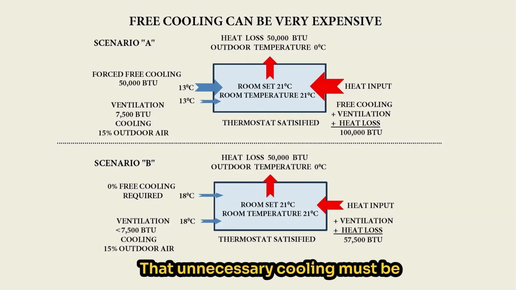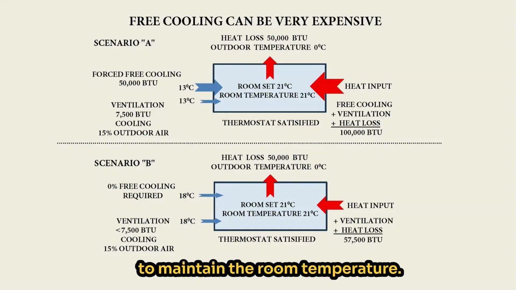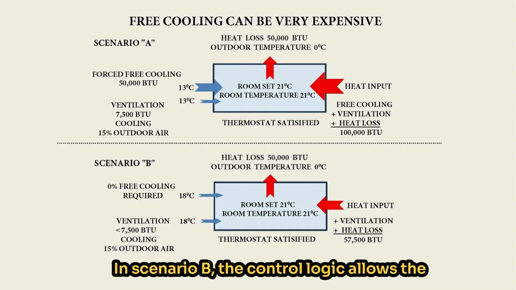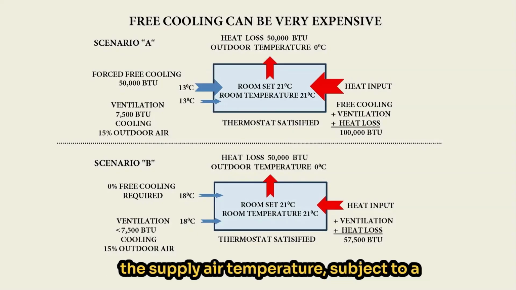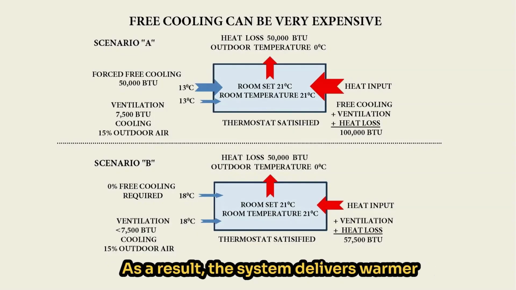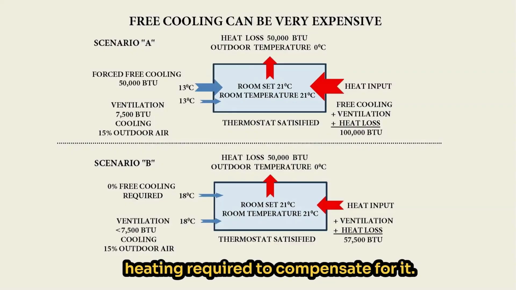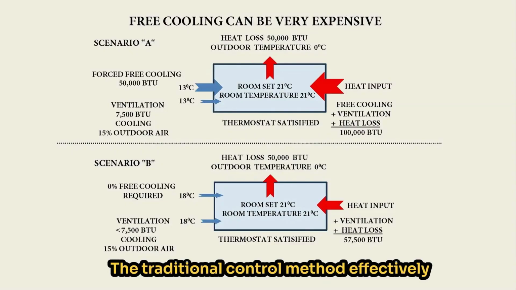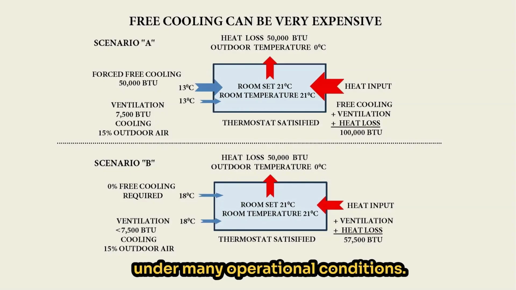That unnecessary cooling must be offset by additional heating energy to maintain the room temperature. In scenario B, the control logic allows the warmest zone in the building to determine the supply air temperature, subject to a minimum limit of 13 degrees Celsius. As a result, the system delivers warmer air whenever possible, reducing unnecessary cooling and corresponding heating required to compensate for it. The traditional control method effectively forces cooling into the building under many operational conditions.